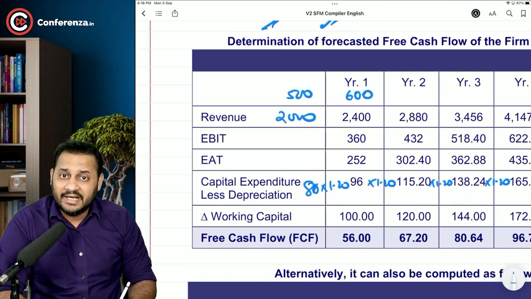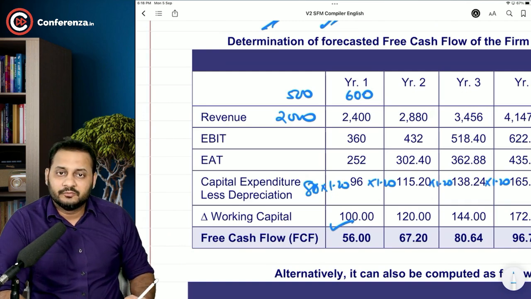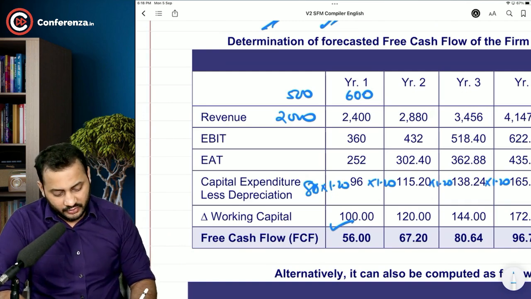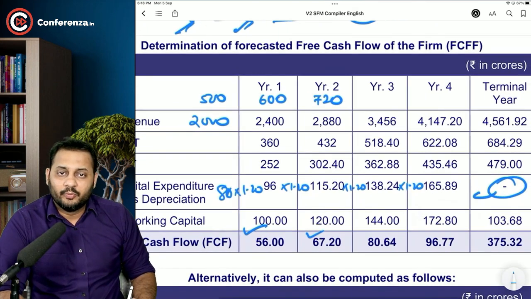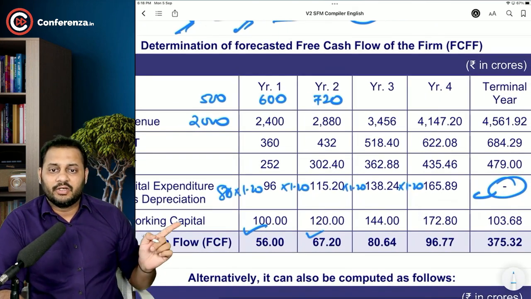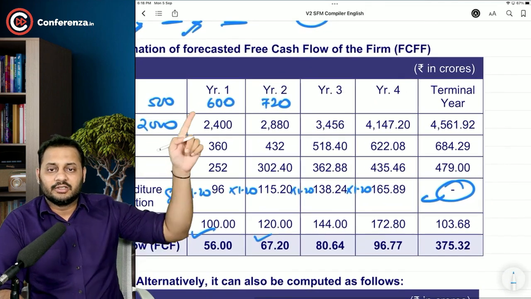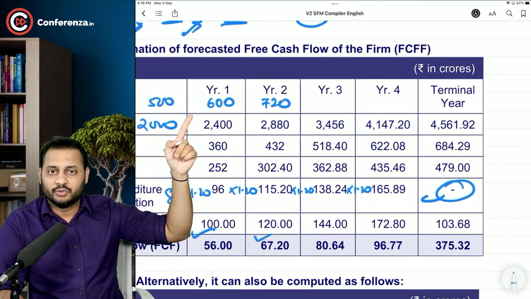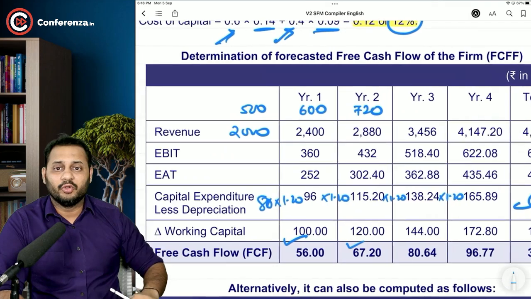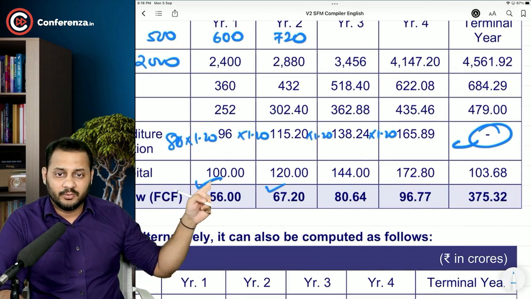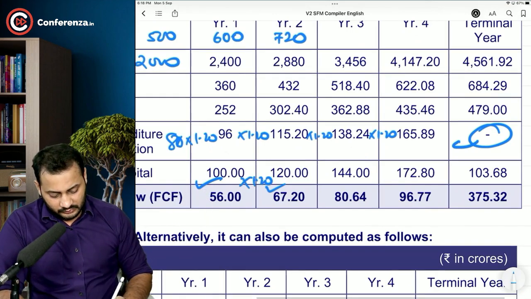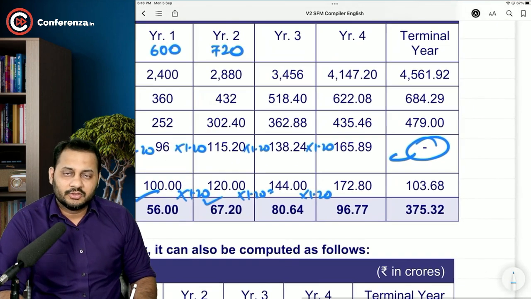That means how much is the additional working capital? 100. 500 plus 100. Now, if you go here, it will be like 720. 2880 into 25%, 720. So it's 120. The difference between opening and closing working capital. This is how we calculate. You can calculate by taking the difference between these two, or at least for the first year, you can follow the same growth. That is 20%. If you increase the 20% at 100, it will be 120 and 120 and 120. But afterwards, it will slow down.